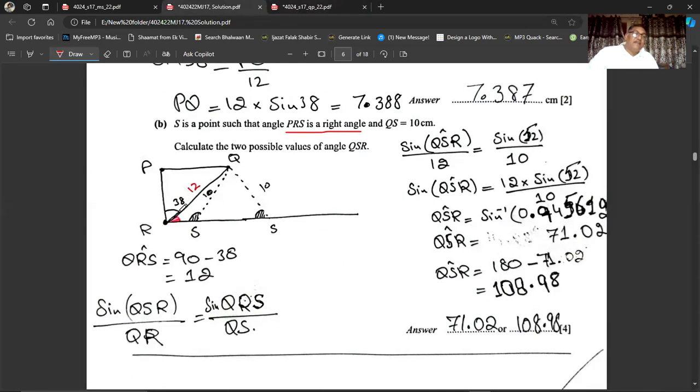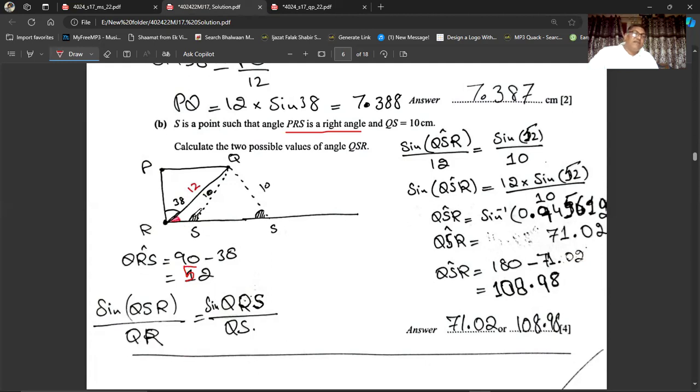So if this is 38, I can tell how much this angle is: 90 minus 38, which is 52. Okay, by mistake I wrote something different. So the QRS angle will be 52 degrees. Now I am going to apply the sine rule.